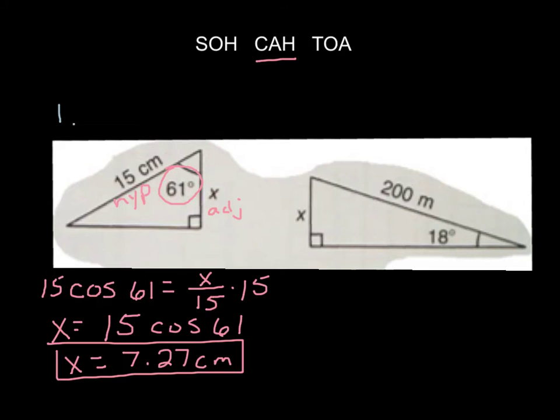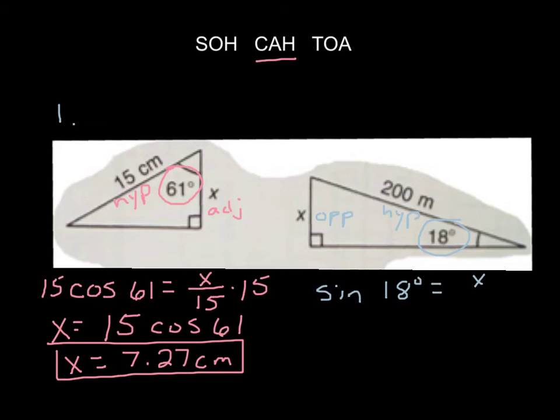Okay, so the same thing on number 2 here, starting at 18. So I'm starting right here at 18. What side is the x side now? Opposite. It's the opposite side from 18, right? And what about the 200? Hypotenuse. And which trig function deals with opposite and hypotenuse? The sine.